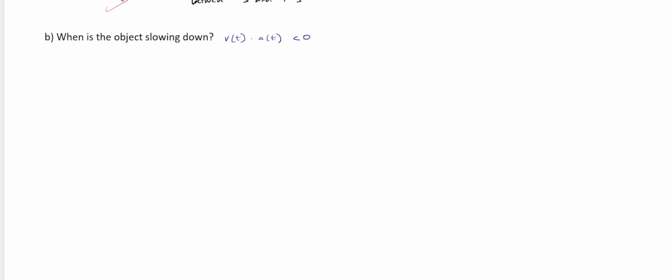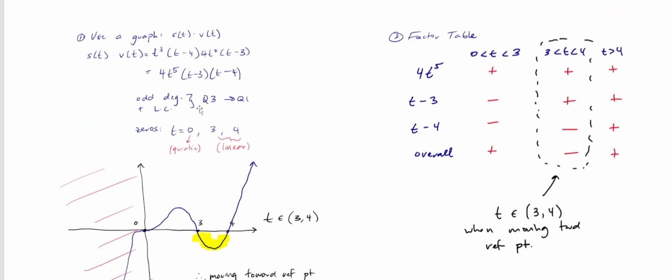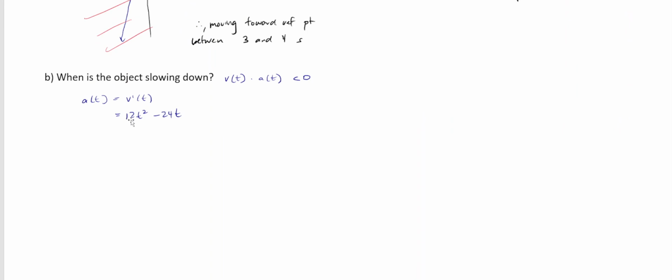Okay, so the first thing that I'm going to do is find the acceleration function. The acceleration function is the first derivative of the velocity function, and the first derivative of the velocity function is 12t squared minus 24t. You might be wondering how I got that. Well, I just go to the velocity function, which was right here, and find the first derivative, and there's my first derivative right there. And then I factor it, and I get 12t times t minus 2.